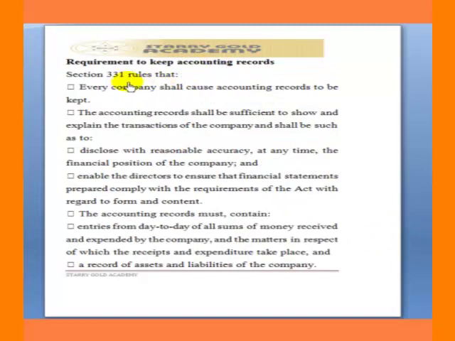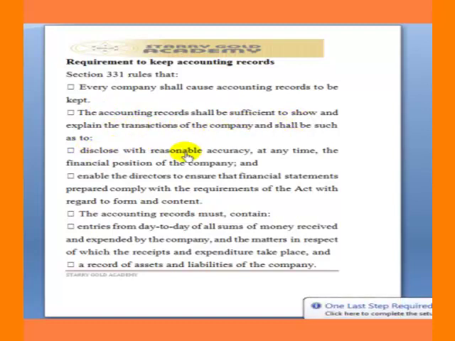So first, section 331 of CAMA guides us on how documentation should be kept, that is, how we are going to keep our accounting records. And this section says that every company shall cause accounting records to be kept. The accounting records shall be sufficient to show and explain the transactions of the company, and shall disclose with reasonable accuracy the financial position of the company, enabling the directors to ensure that the financial statements prepared comply with the Act. The accounting records must contain entries.